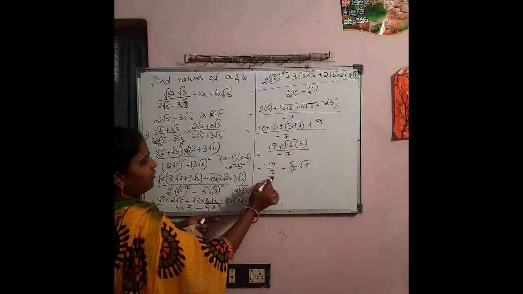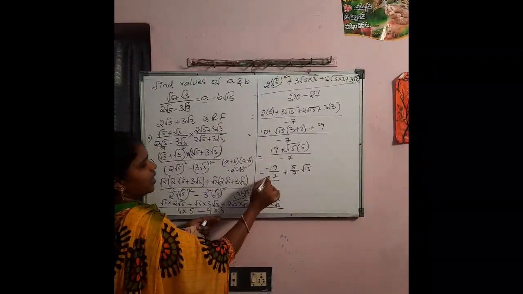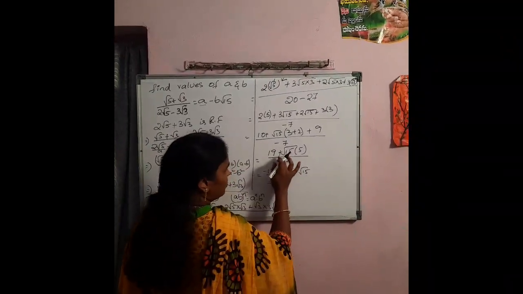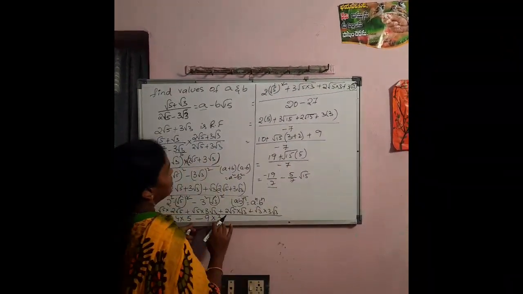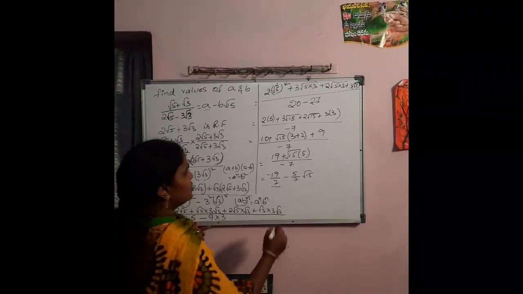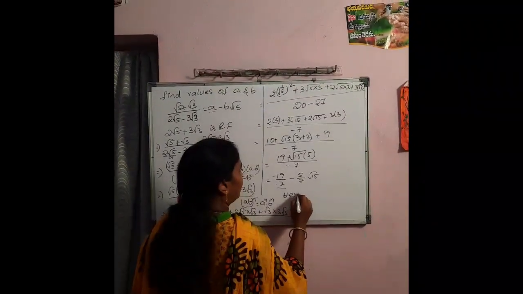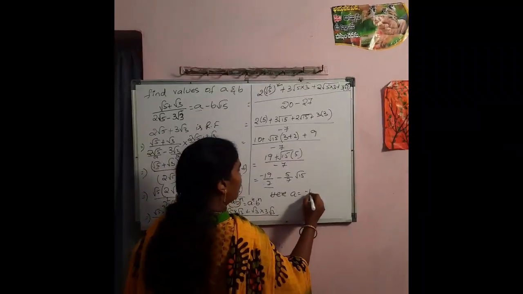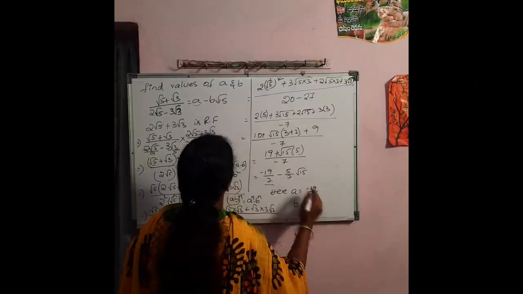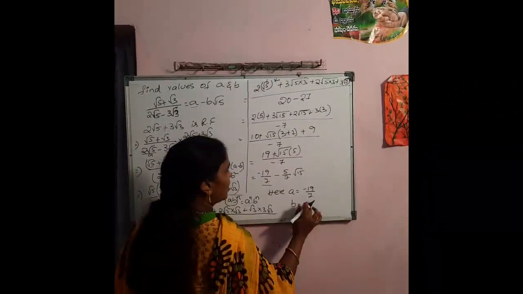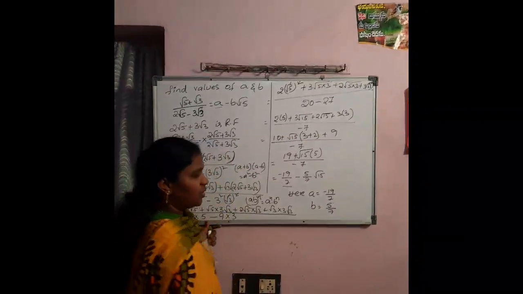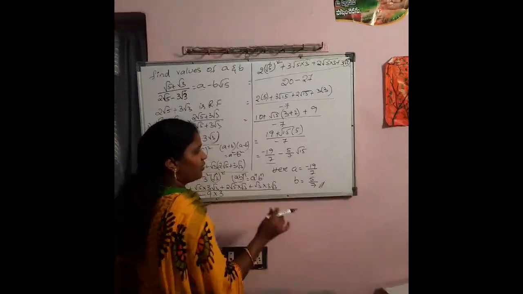So the A value we can observe here is minus 19 by 7. Here it is minus because plus into minus is minus. And B value is minus 5 by 7. So here we got the A value as minus 19 by 7 and B value as minus. Already minus is given, so I can consider it as plus 5 by 7. So this is the way how we can find it.